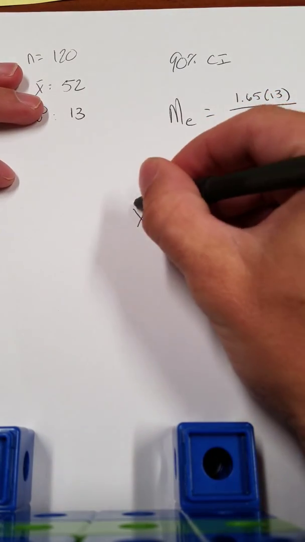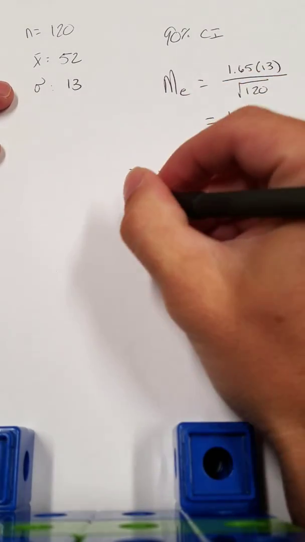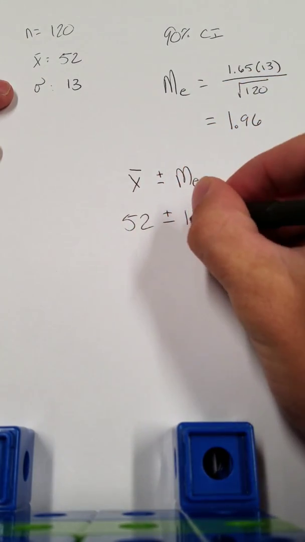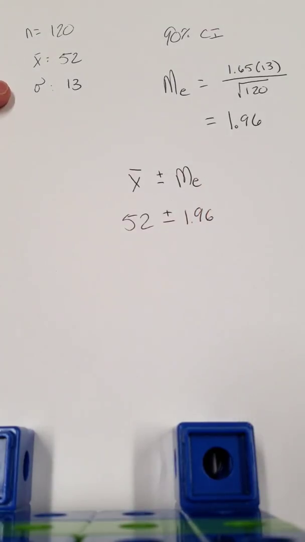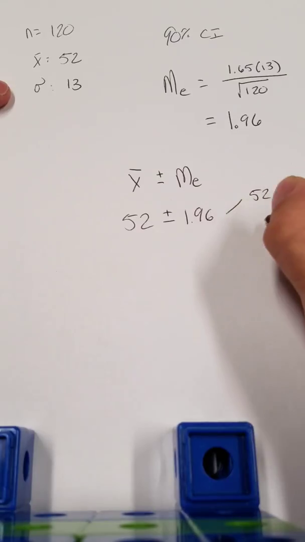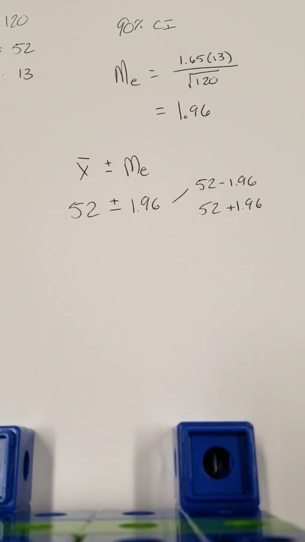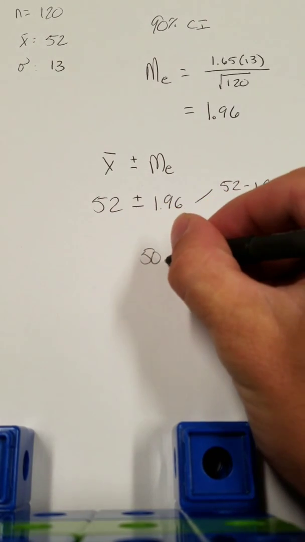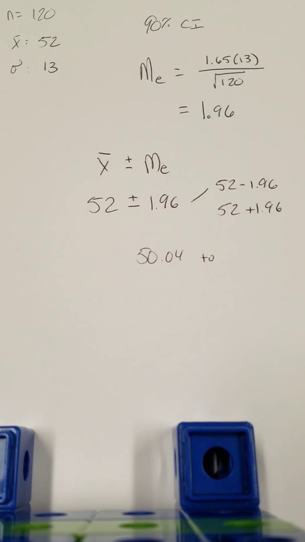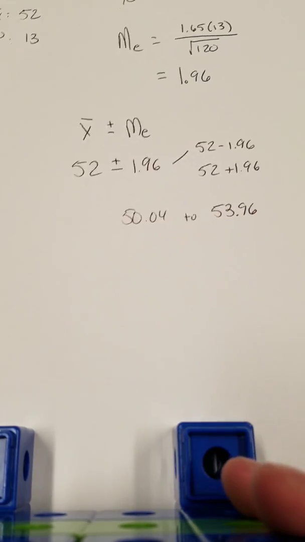Now our confidence interval, x bar plus or minus the margin of error. So when we set this thing up, it is 52 plus or minus 1.96. All right, so we do two different problems from this. 52 minus 1.96 and 52 plus 1.96. Okay, two different problems, same type thing. Okay, so our lower end is going to be 50.04. Our upper end is going to be 53.96. So we have our solution.